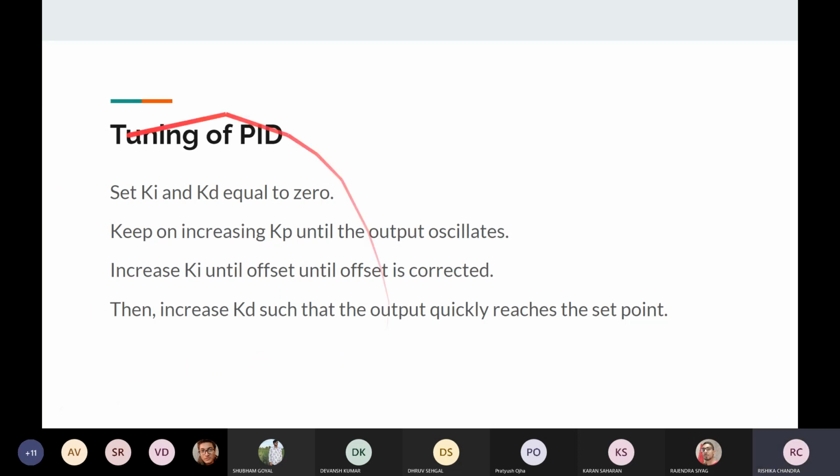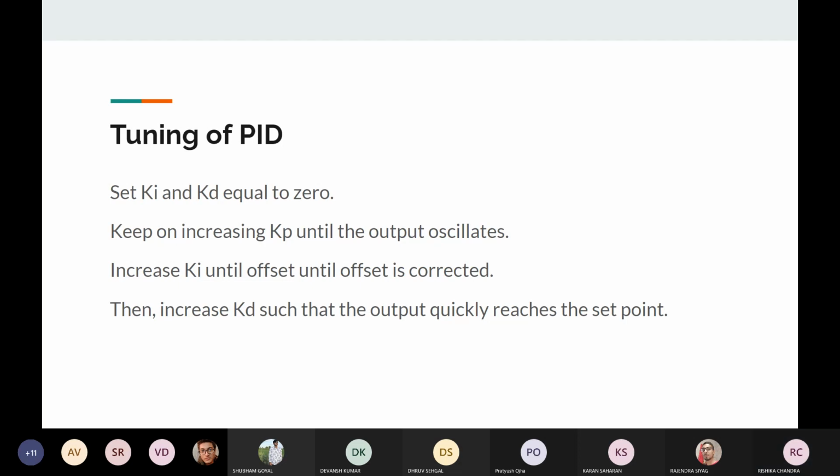There's a whole process, it's a recursive process. First, we set Ki and Kd equal to 0, and we keep on increasing Kp until the process variable oscillates. When it starts oscillating, we increase Ki until the steady state error is gone. And when the error is gone, we increase Kd so that the process variable quickly reaches the set point. This whole process is called tuning of PID.